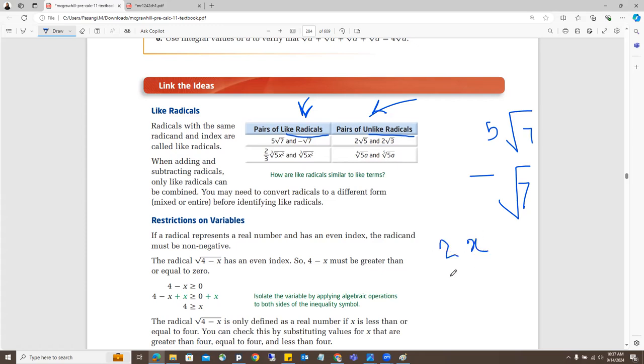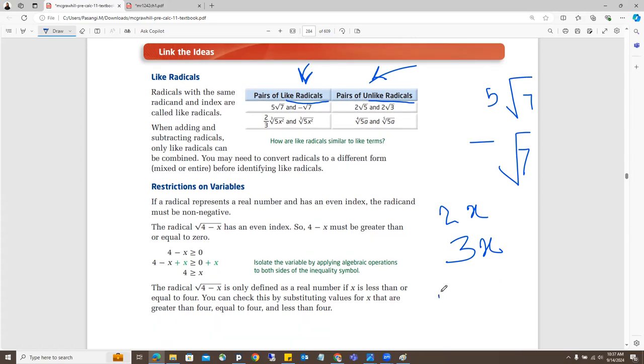Same as if we have 2x and 3x, we call them like terms, because both are in x terms. But if we have 2x and 3x squared, are we telling these two as like terms? No, because the first one is in x terms and the second one is in x squared terms. So it's not a like term. Same as here: in the first two examples, both have the same radical part. But here the radical parts are different. One is square root 5, the other is square root 3. The last one, again, we have two different sets. Is it clear?